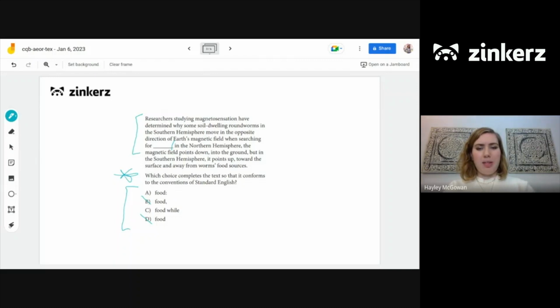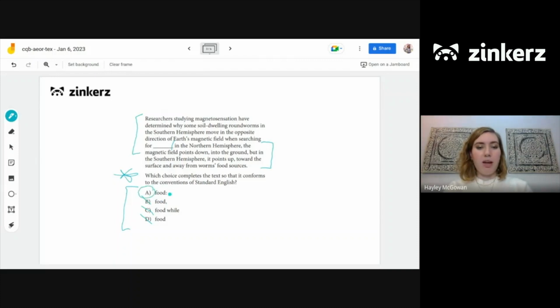It's setting up a bit of a comparison here, but what comes after, this second half of the passage, what is this doing in effect compared to the first half? So this half is essentially providing the explanation for this claim that these researchers are making about why these worms move in the opposite direction of the magnetic field. So it doesn't make sense to set up this weird comparison here, especially because we already have a pretty extensive explanation in the second half. So C doesn't make sense, and that just leaves us with A, which is going to be our correct answer.